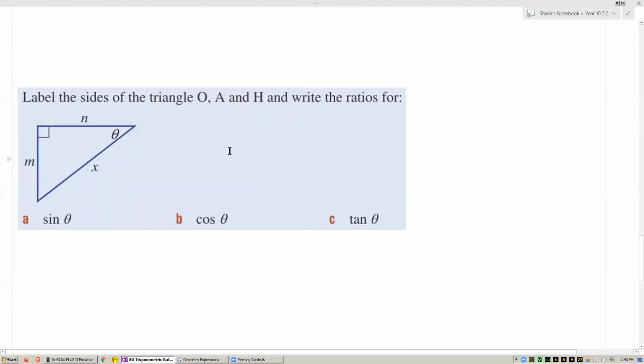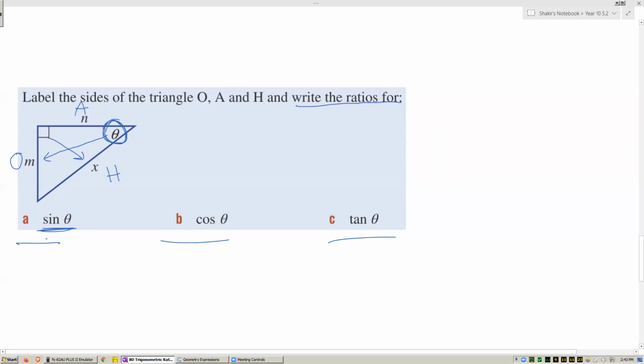So let's have a look at a worked example. Label the sides of the triangle O, A, and H, and write the ratios for that, and that. So first of all, we're dealing with this angle. So which one is opposite? The opposite side is M. So I'm going to write an O there. Which one's the hypotenuse? X is the hypotenuse. It's opposite the right angle. I write H there. The left one is adjacent. It's also right next to it. O, A, and H.